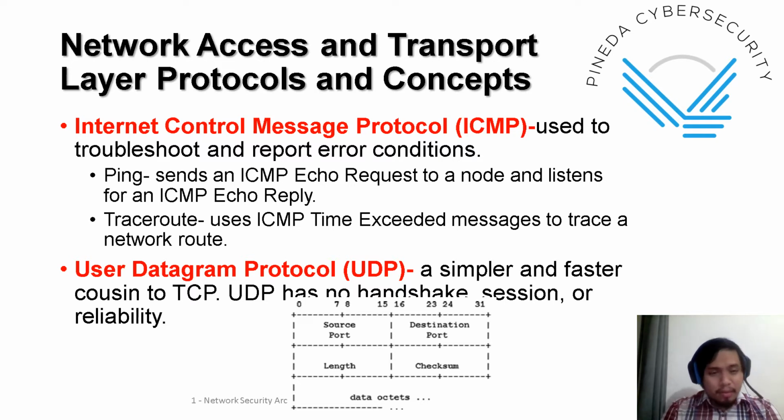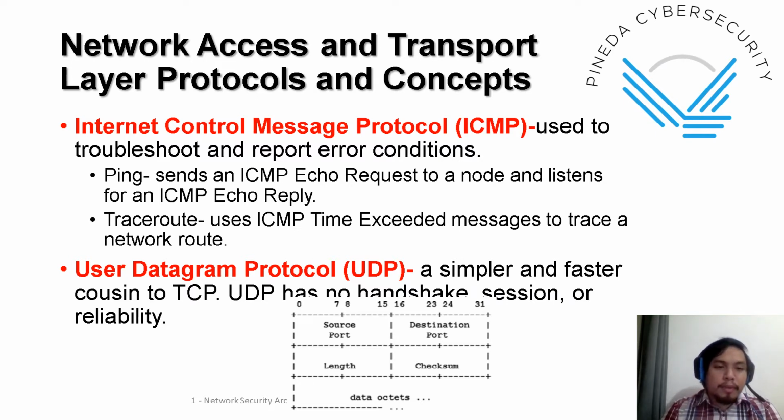ICMP is a layer 3 protocol used to troubleshoot and report error conditions. Some of the applications would be ping, which is sending an ICMP echo request to a node and listens for an ICMP echo reply. And then traceroute, which uses ICMP time exceeded messages to trace a network route. So these protocols are very important, especially because they are used to check whether a system is alive or not, and to check whether there is a firewall in between.